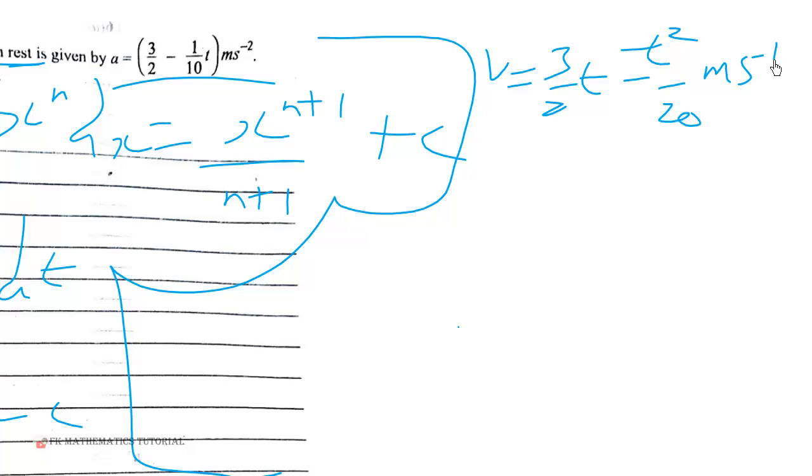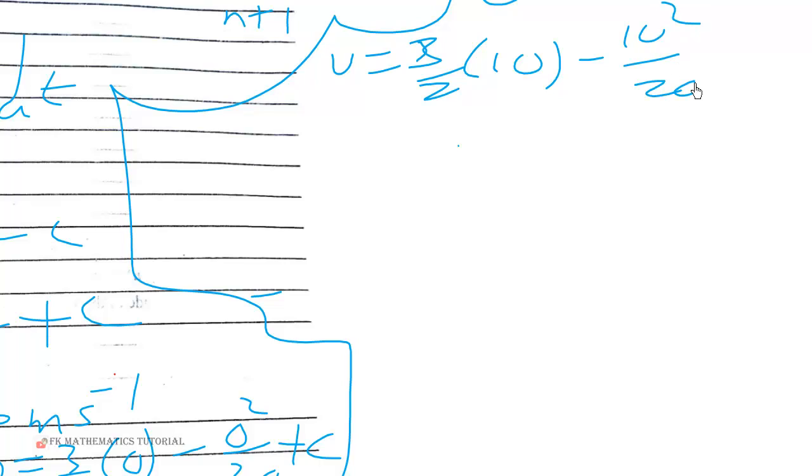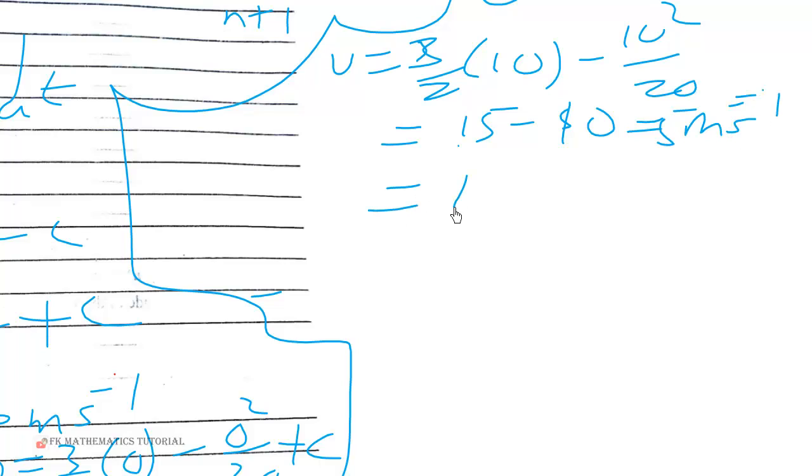Now we have to substitute t equal 10. So after 10 seconds, when t equal 10, the velocity will be equal to 3 over 2 times 10 minus 10 squared over 20. And that will give us 15 minus 5, which is 10... so the velocity is equal to 10 meters per second. That's the A part of the question.